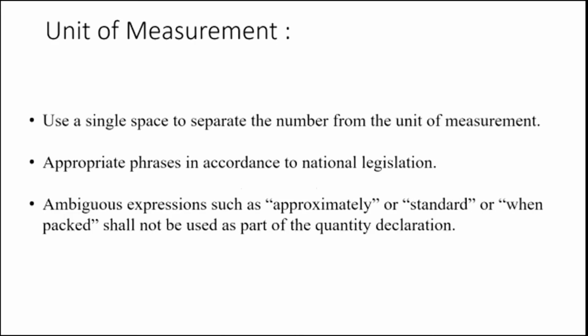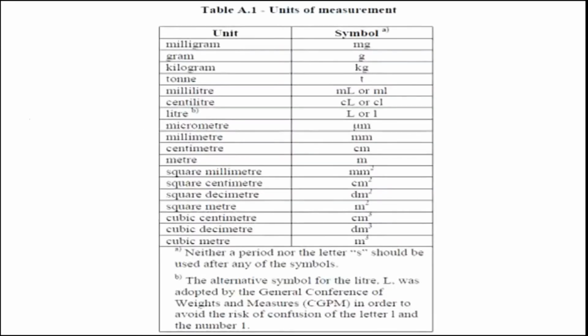Like in Indonesia, we have netto, so it should have that printed: net weight, net mass, net volume, net content, and then the number and the unit of measurement. And ambiguous expressions such as approximately or standard or when packed shall not be used as part of a quantity declaration. We are not allowing packers to give ambiguous expressions. No ambiguous expression.